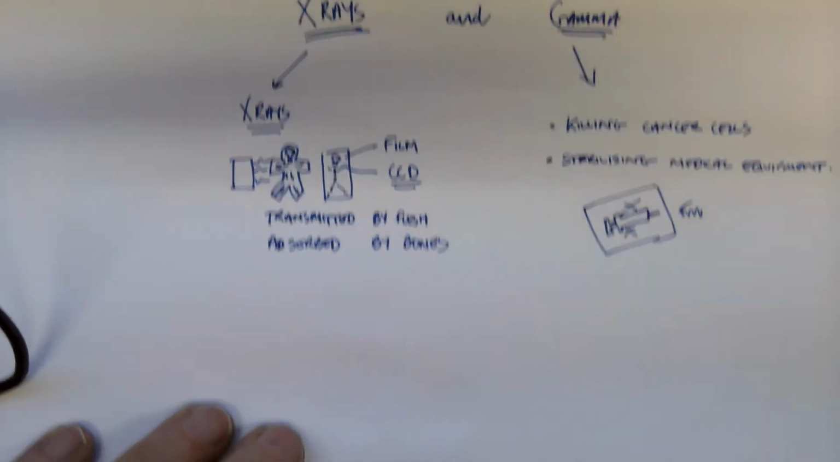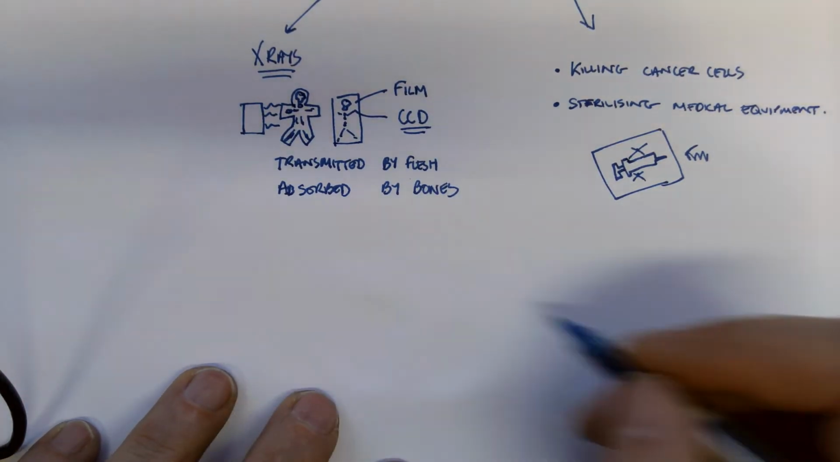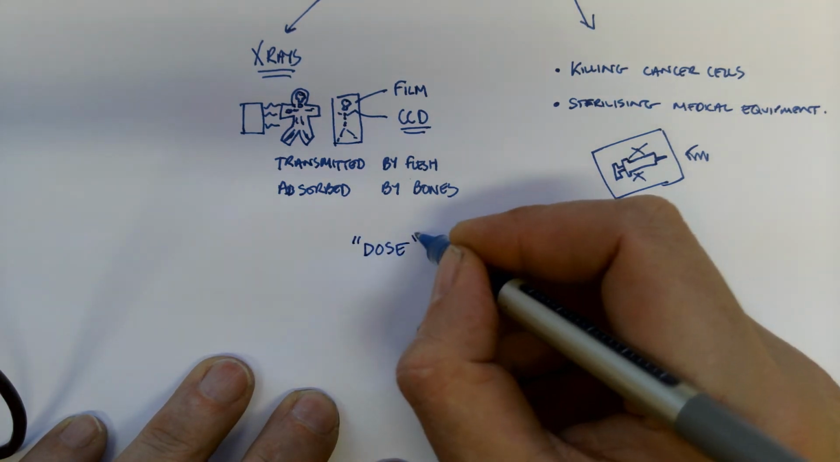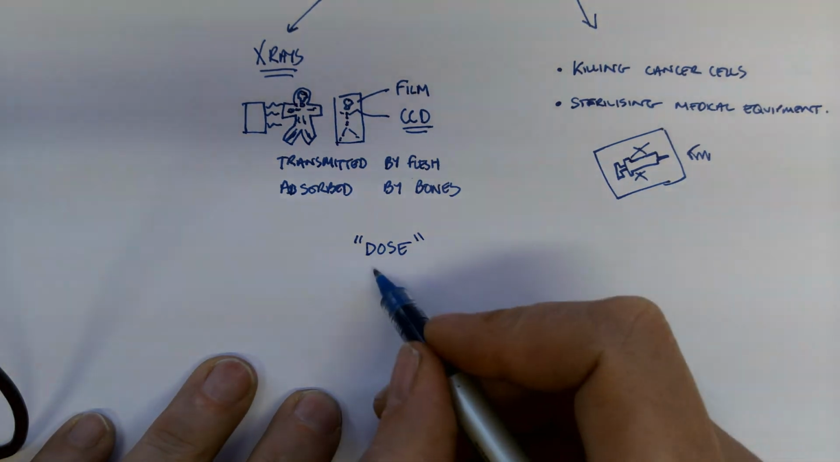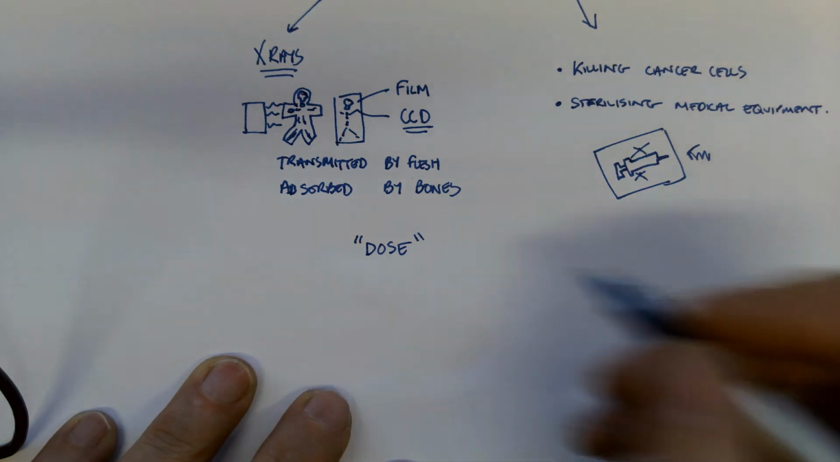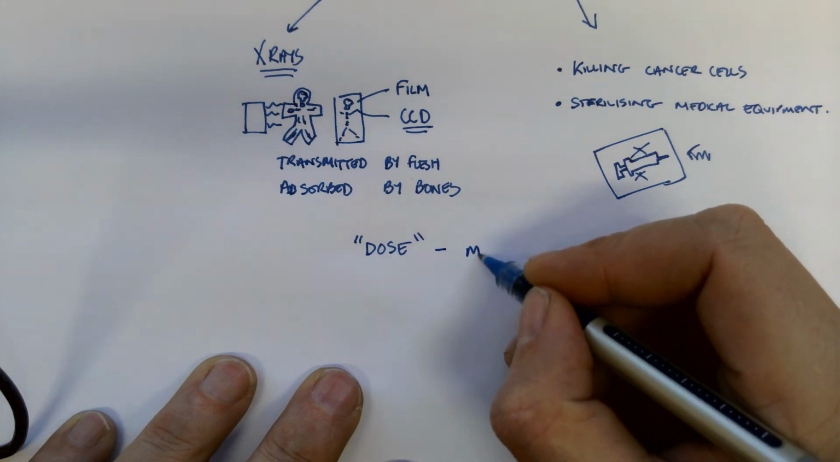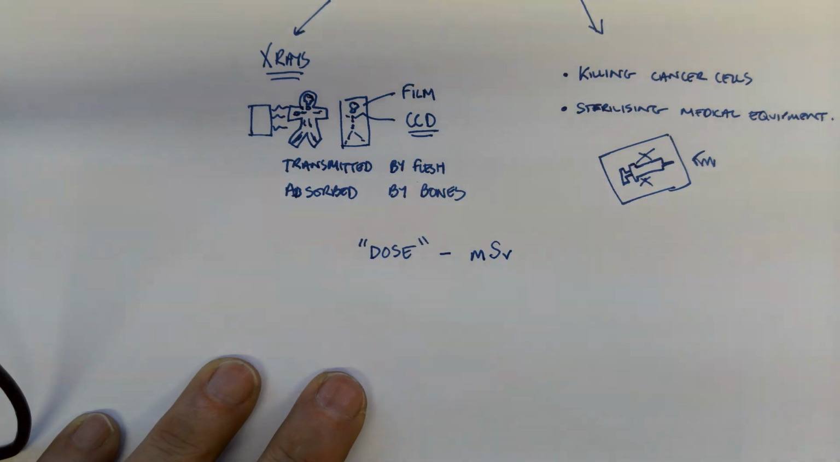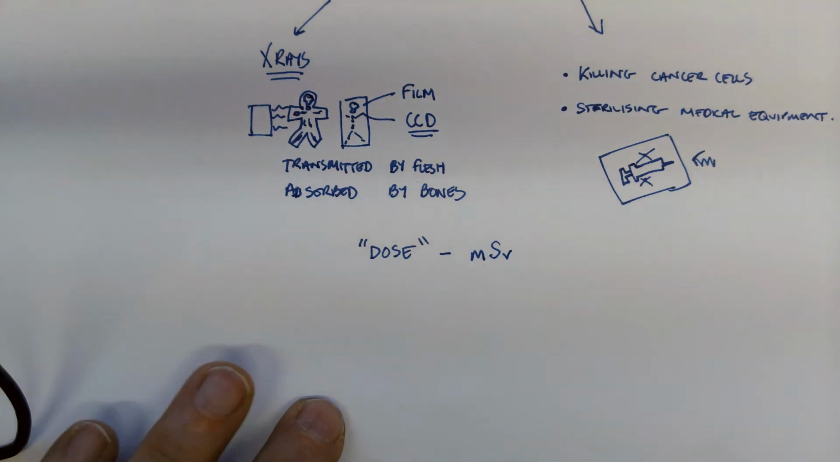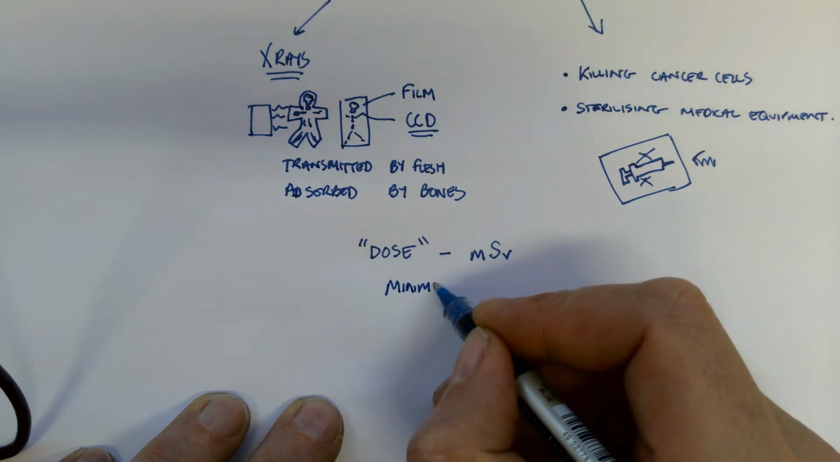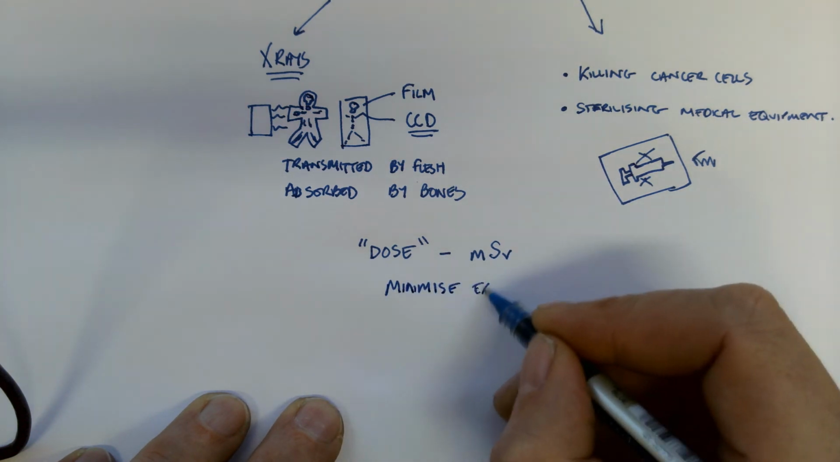Now, the reason I group these together is that for both of these, we need to consider dose. Dose is a measure of how much radiation you receive and how likely it is to cause harm to you. It's measured in something called sieverts, but a sievert's very big, so we use millisieverts. And you want to minimize your exposure.